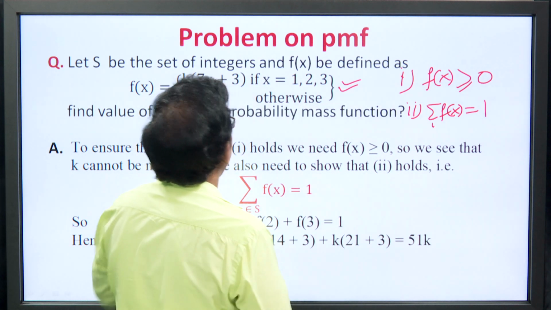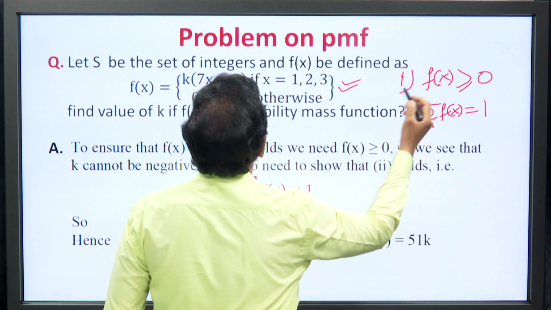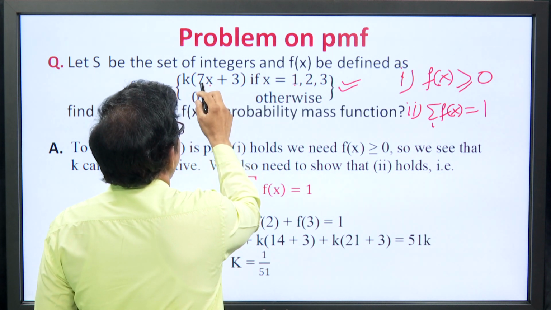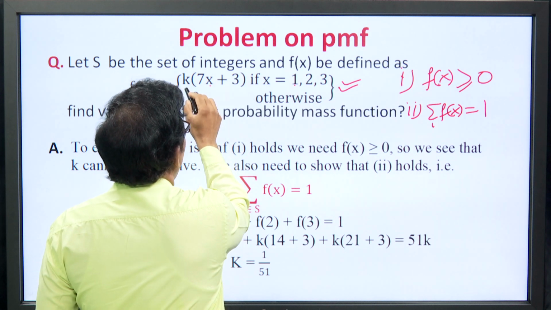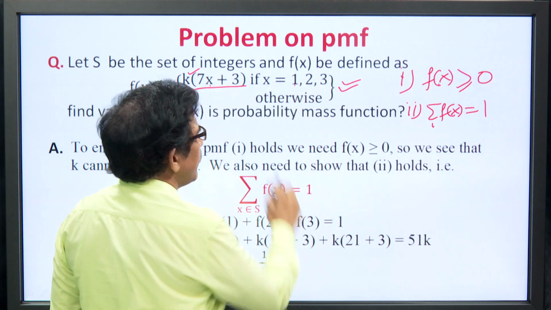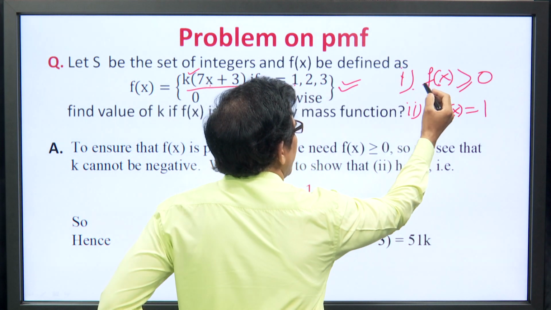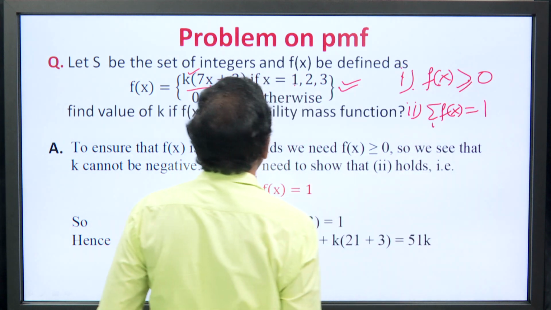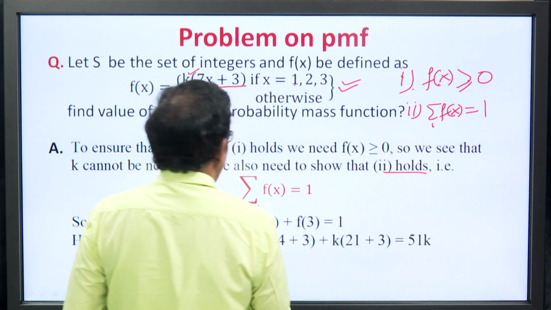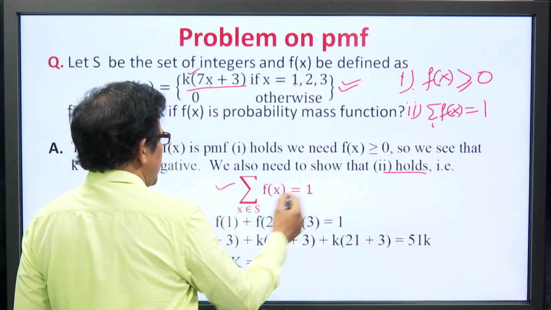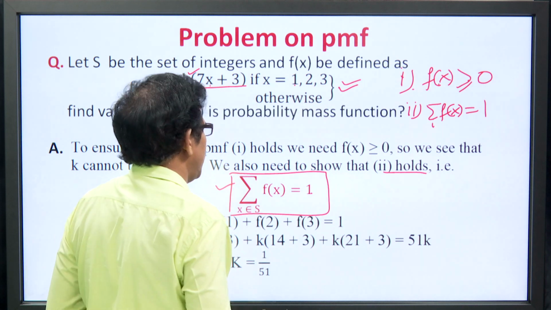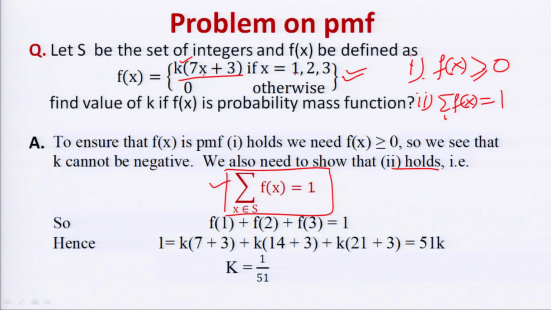Now, from this formula we can easily see the first condition: for x equal to 1, 2, 3, f(x) is always greater than or equal to 0 if k is positive. If k is positive, then the first condition of the probability mass function holds. Now, for the second condition, the sum of f(x) is equal to 1. This is the second condition for a function to be a probability mass function.